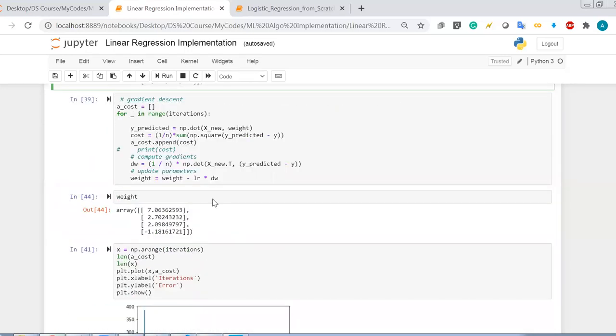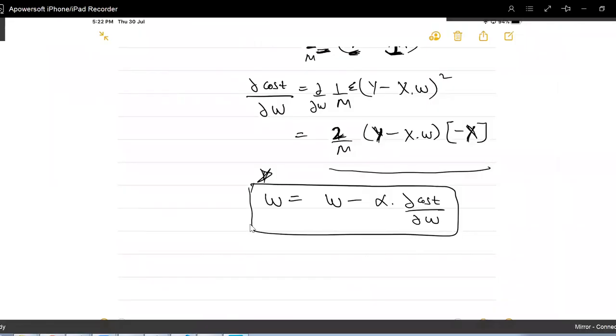So now for y predicted, I calculated x and weight, I multiplied them, and I found the cost. So this is pretty straightforward. And for calculating the dw, I wrote it like this. Just understand why I have written x transpose.